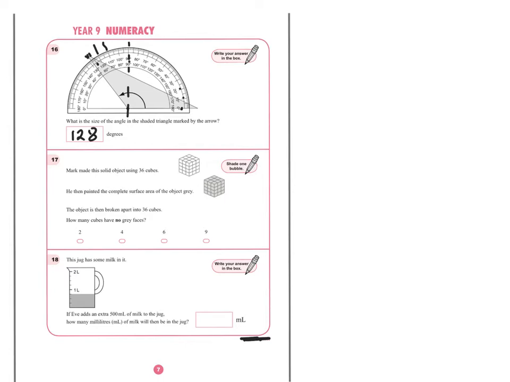Question 17. Mark made this solid object using 36 cubes. He then painted the complete surface area of the object grey. The object is then broken apart into 36 cubes, so all cubes have been taken apart. How many cubes have no grey face? No grey face. So what we're looking for is the cubes that are inside, that haven't been painted.